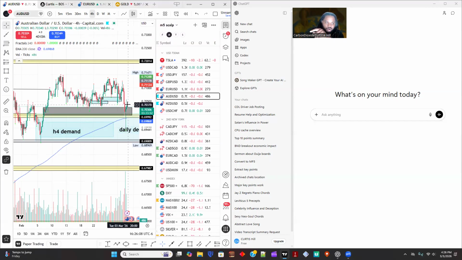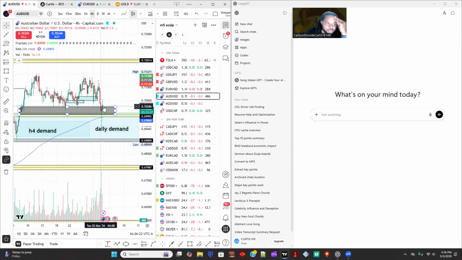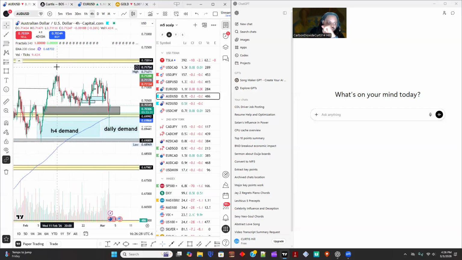So tomorrow or maybe tonight, well no, not tonight. We'll just see what happens. We'll play it by ear. Just see if we can find a buy setup after this to come back and touch that 72, because that's where AU looks like it wants. It looks like it wants to come to 72 flat.